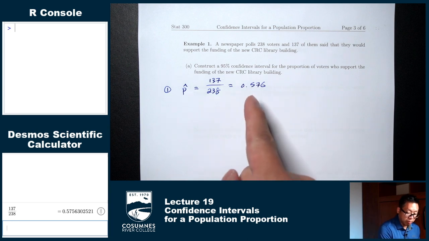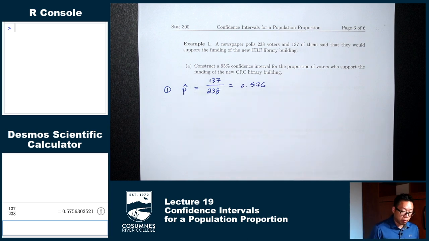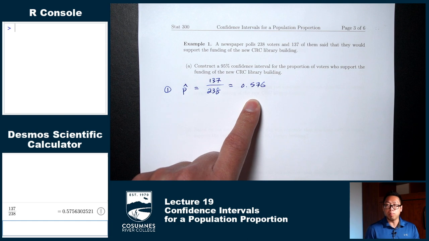And as a percent, that's going to be 57.6%. So from our sample, 57.6% of the voters support the new CRC library building.